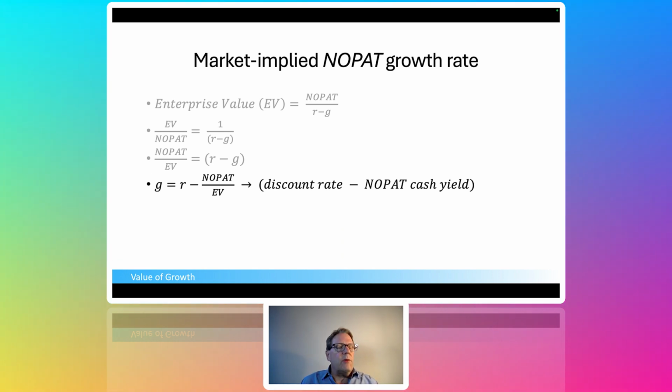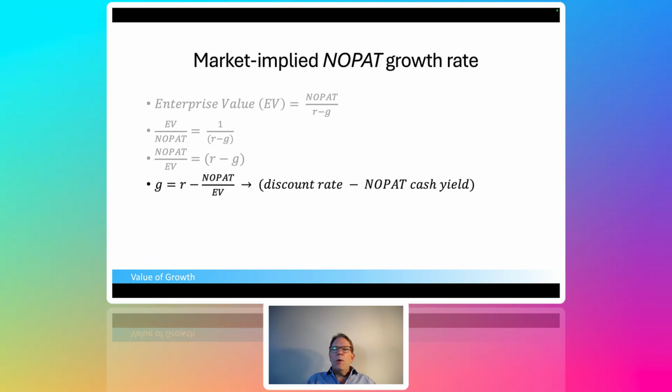This says growth, same growth, long-term perpetuity. It's a perpetuity NOPAT growth rate is equal to R minus NOPAT divided by EV. So it's the discount rate, the required rate, minus essentially a NOPAT cash yield, which is sort of an inverted cap rate, but that would be your implied cash yield. And that sort of makes sense, right? The discount rate is the required rate, and the NOPAT cash yield is sort of the cash yield I'm getting. Growth has got to be the difference between those two. I've got to make up the difference. I'm only getting a certain cash yield at the moment, and I need more, an R that's greater than that.